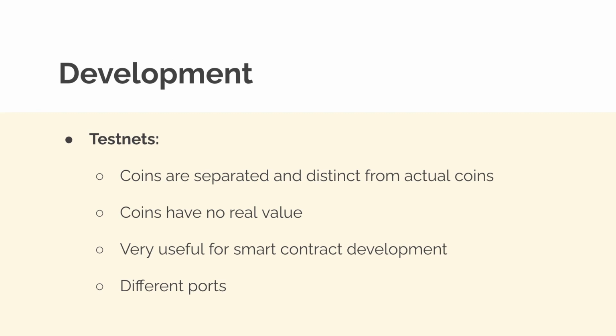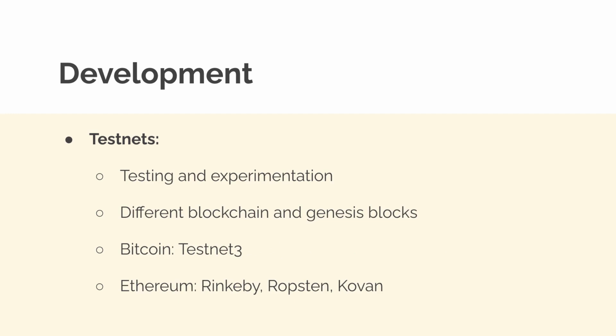Another option for development is using a testnet where coins are separated and distinct from actual coins. The coins are fake, they don't have real value, but they are very useful for smart contract development because they provide different ports where you can deploy your contracts. Testnets are used for testing and experimentation. You can have different blockchain and Genesis blocks. For Bitcoin, there's testnet 3. For Ethereum, there's Rinkeby, Ropsten, and Kovan. There are many different testnets.